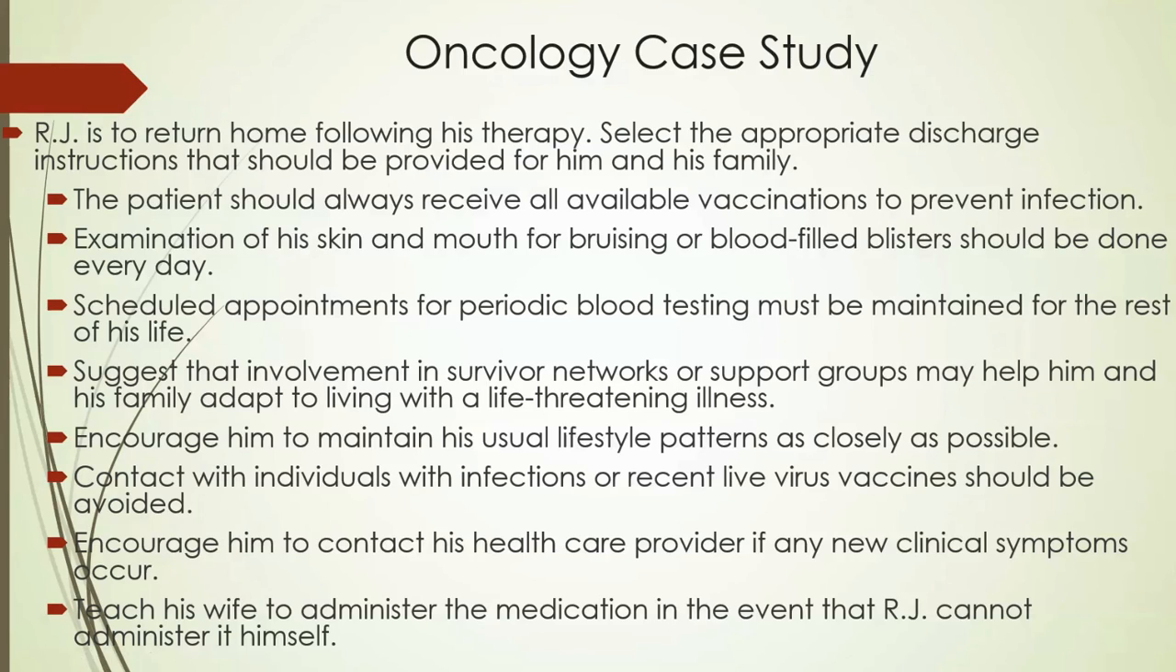About E, encourage him to maintain his usual lifestyle patterns as closely as possible. Yeah, and it says as closely as possible. He is in a high-risk job, but hopefully his sons, who already are apparently experienced with what's going on at his ranch, are able to pick up more of the slack, and hopefully he can still do some things, but probably not as much as he was used to.